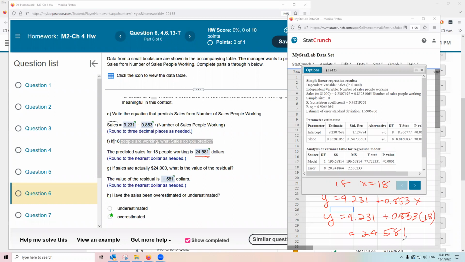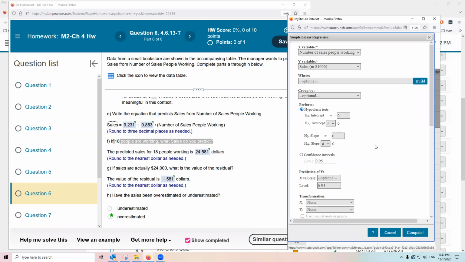So if you have 18 people out on the sales floor, you expect your sales to be a little over $24,000. Now, it turns out StatCrunch does this calculation for you, even though this calculation is not that difficult to do. StatCrunch does it for you. Let me go back to the previous screen, and I'll show you how you can do it.